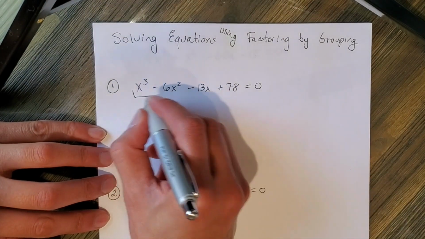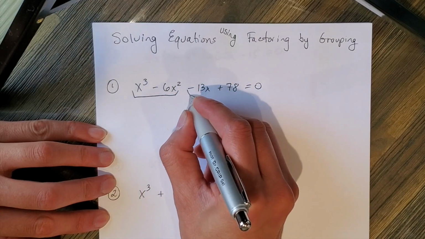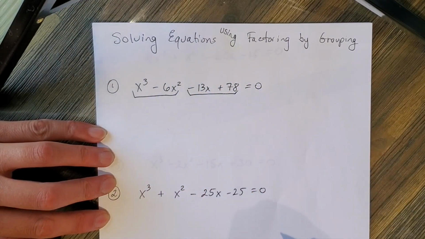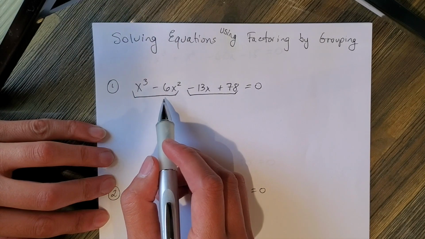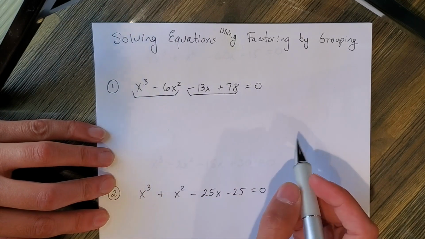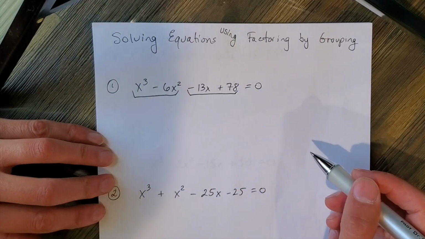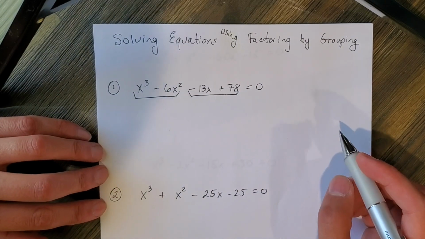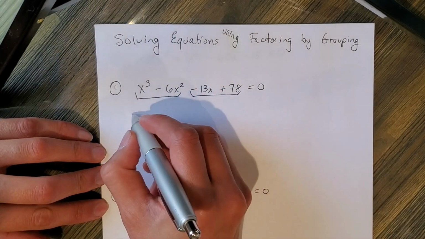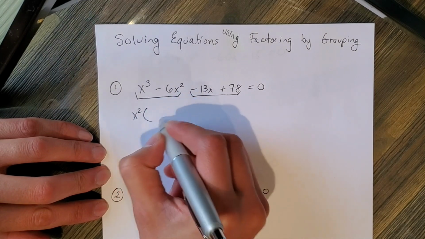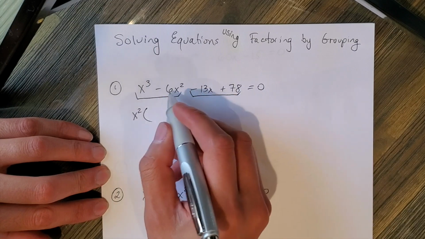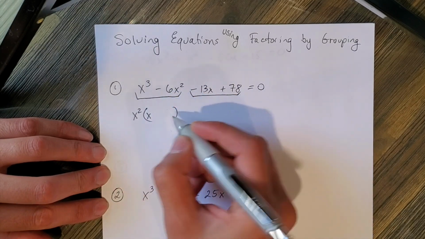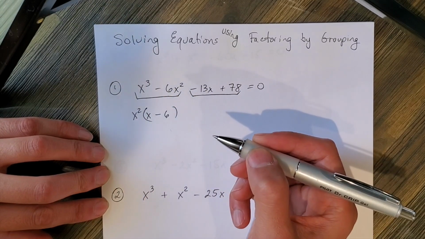So again, remember, when we're solving by factoring by grouping, we're going to go ahead and separate them into groups of two terms. So the first two terms and the last two terms. And then you just factor each section separately. So here we have x squared that we can factor out, and we are left with, remember, to factor means to undistribute. So we're left with x here minus 6.